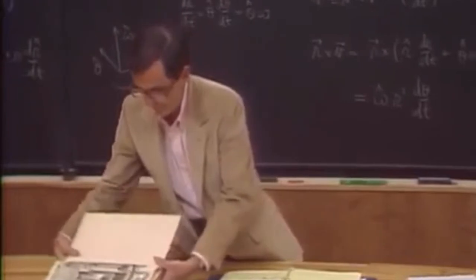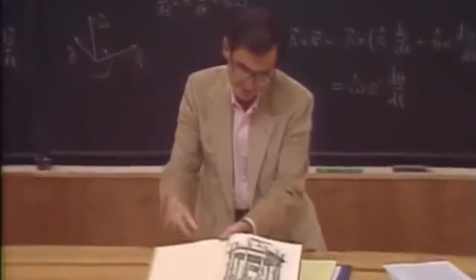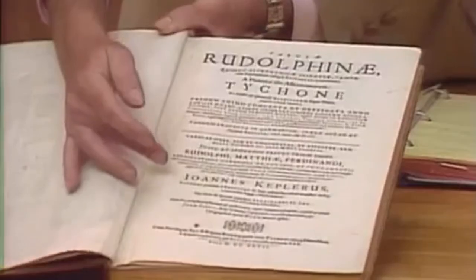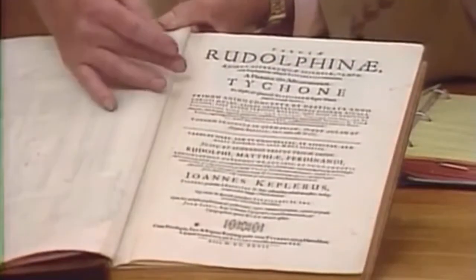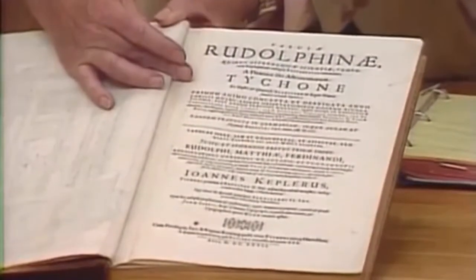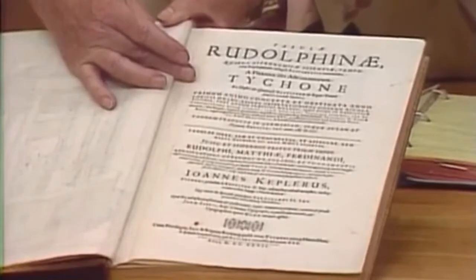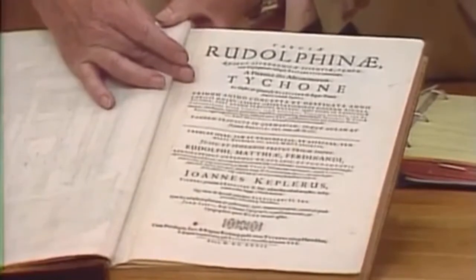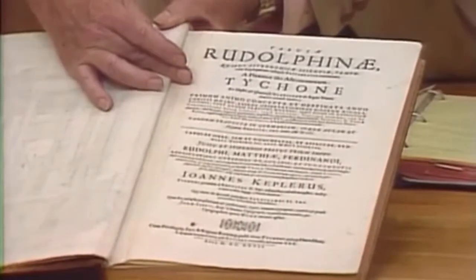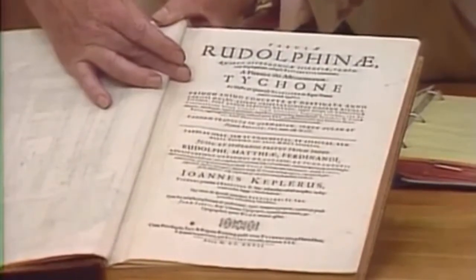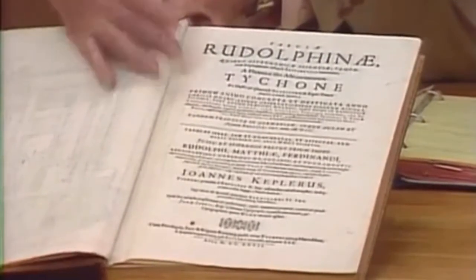This book is called The Rudolphine Tables, after the Emperor Rudolf, who paid the bill. It's written by Johannes Kepler, published in 1627, and it is Kepler's publication of Tycho's data. Even if Kepler had never discovered his three laws, we would remember him today for this book, because this book made astronomy 100 times more precise than it had ever been before.